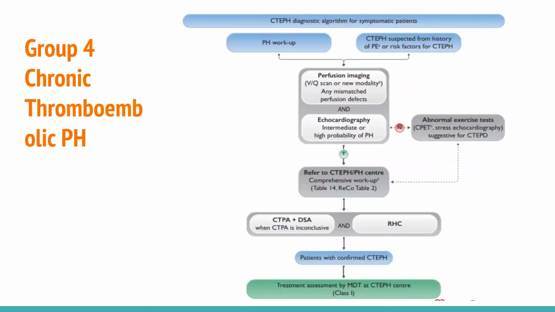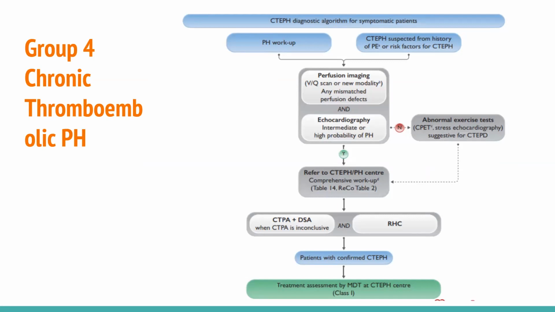Group 4, this is the workup of the patients who are coming with acute pulmonary embolism, or if it is said to be chronic thromboembolic, then the workup is shown here. That is, the PH workup is basically done. We go ahead with the perfusion scan. If there is any mismatch flow or a filling defect, then echocardiography is done to know the backward flow changes in the RA and RV.